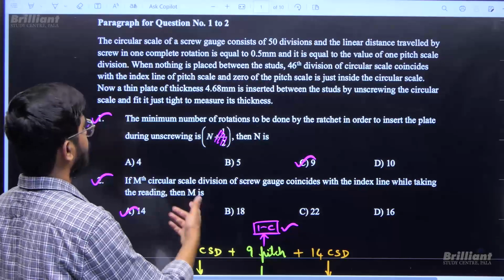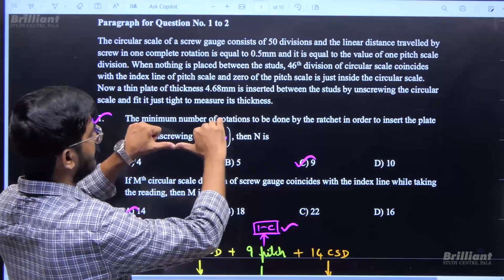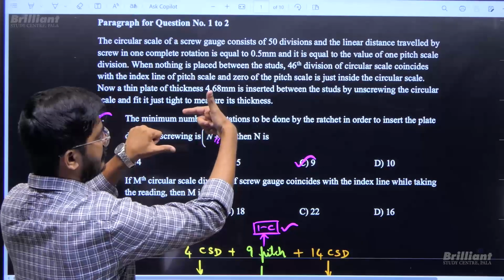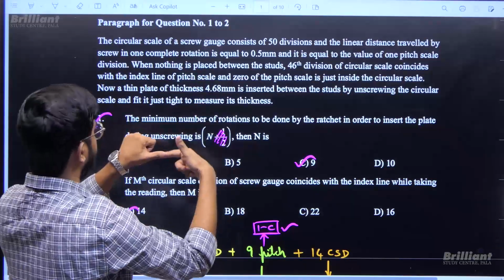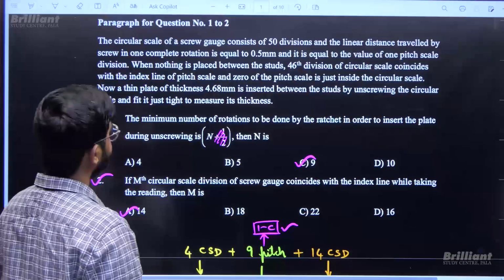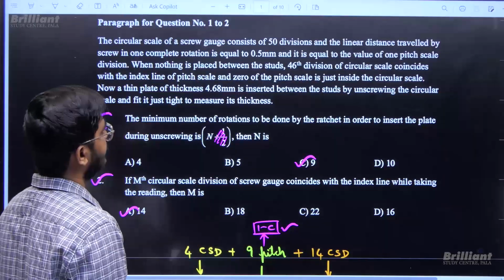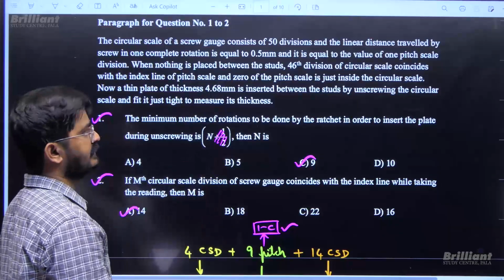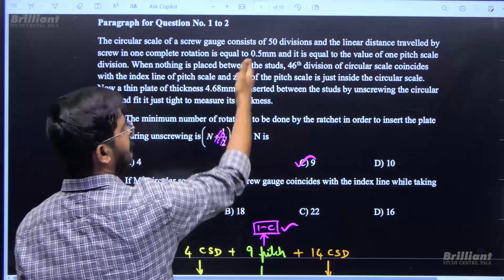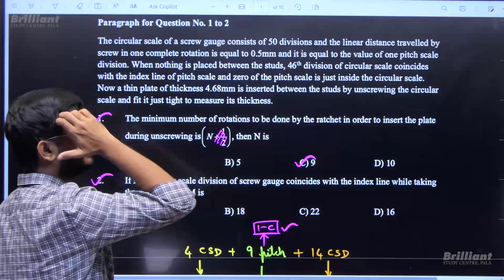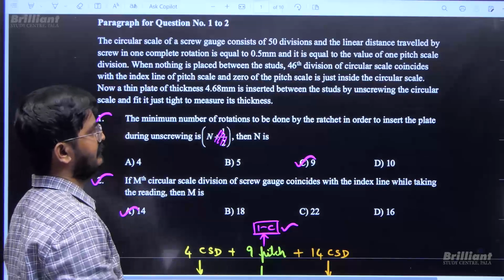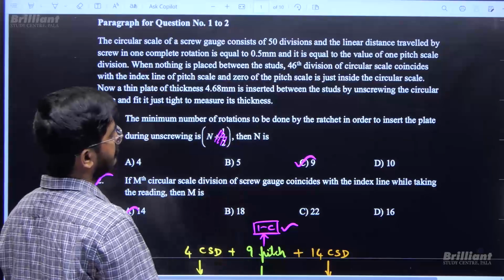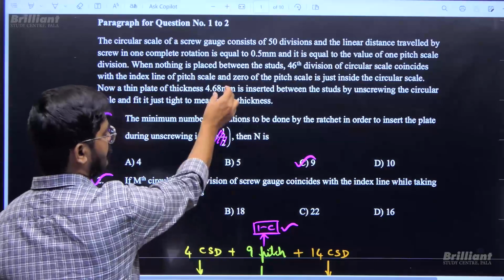So generally 0 and 0 should be coinciding, but this 0 is above, and the 46th division is coinciding. 46, 47, 48, 49 and 0. Now a thin plate of thickness 4.68 mm is inserted. Whenever you see 4.68, you check how many integral multiples of 0.5 it is. That is more than 9 times. So you need to rotate 9 full circles, then the extra based on what is that length.